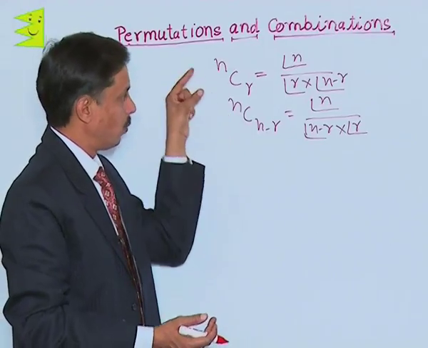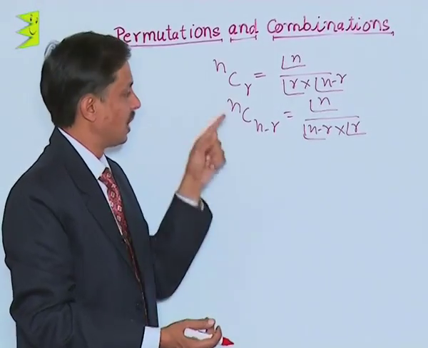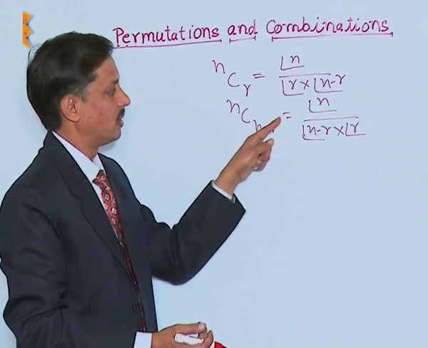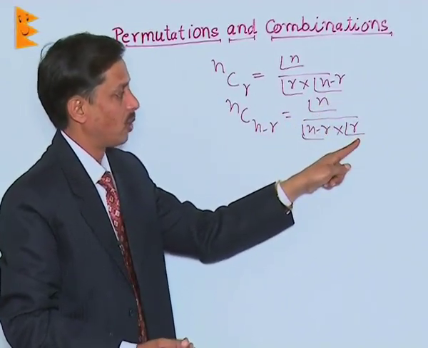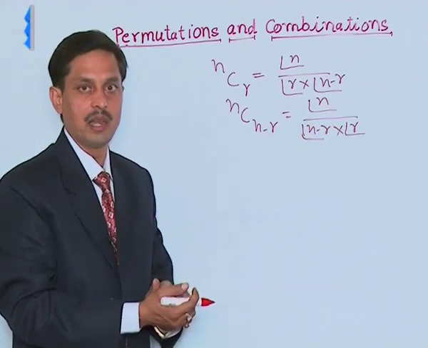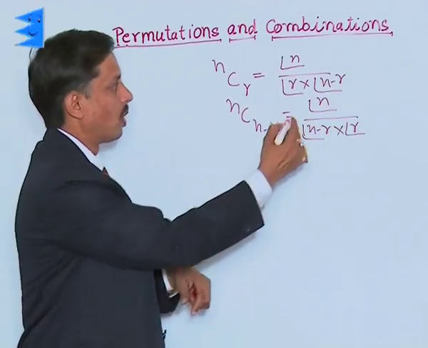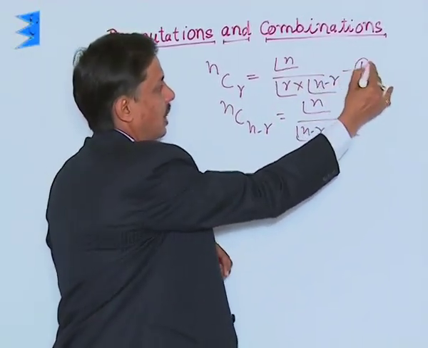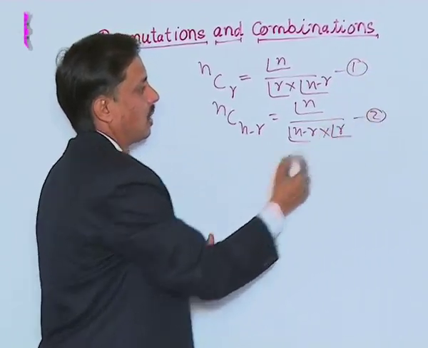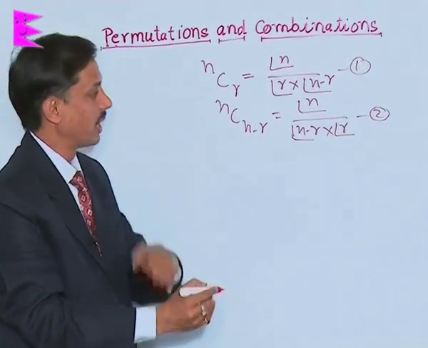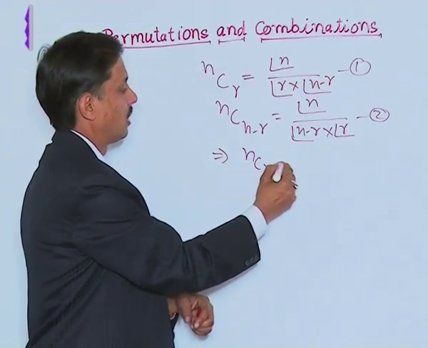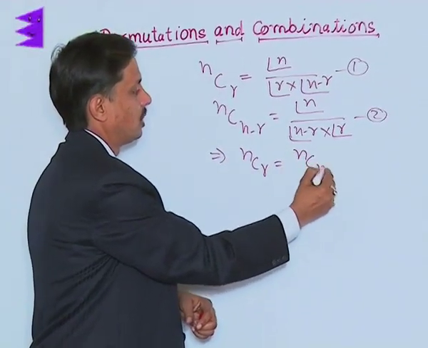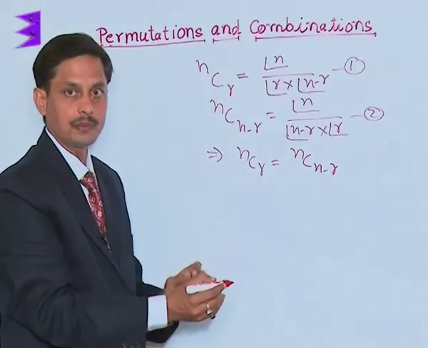Another result which is quite related to this: nC(n minus r) is also equal to the same, factorial n upon factorial r into factorial n minus r. So from these two results, result number 1 and result number 2, what can we conclude? This implies nCr is equal to nC(n minus r).